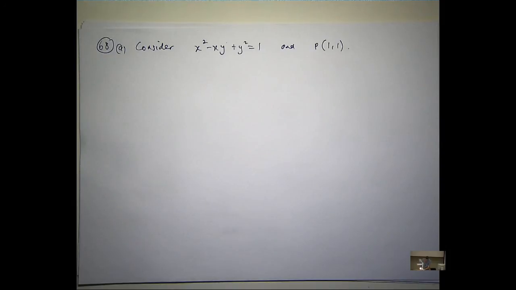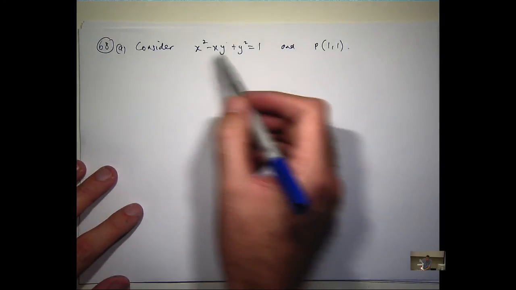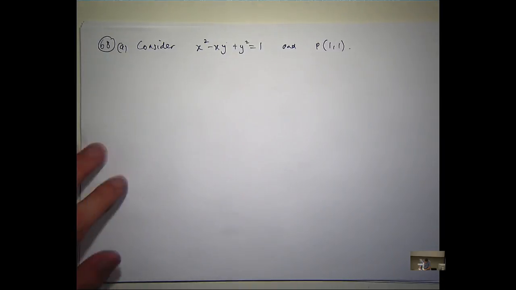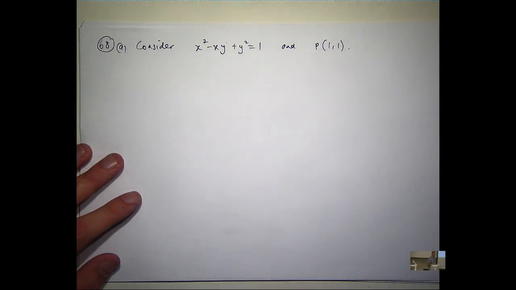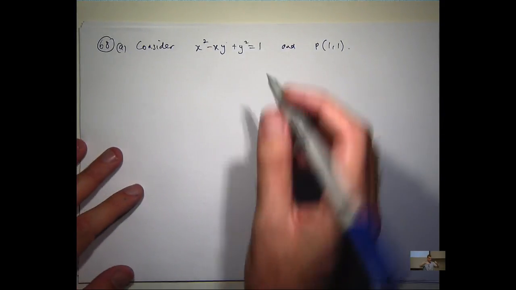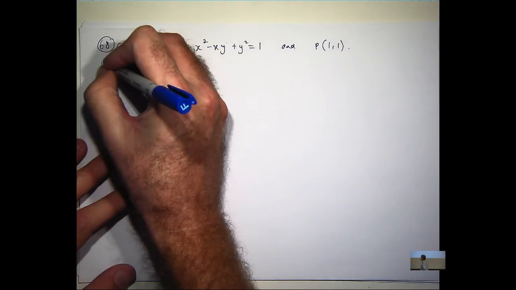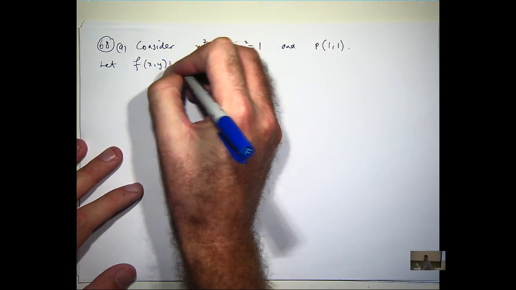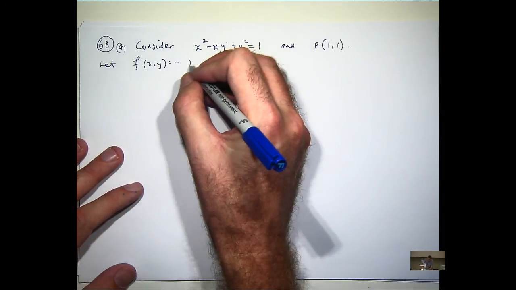Okay, so we're asked to calculate the equation of the normal line and the equation of the tangent line to this curve at this point. So, any ideas? Gradient, right? The gradient will help us out. So let f be defined by the right-hand side of this.